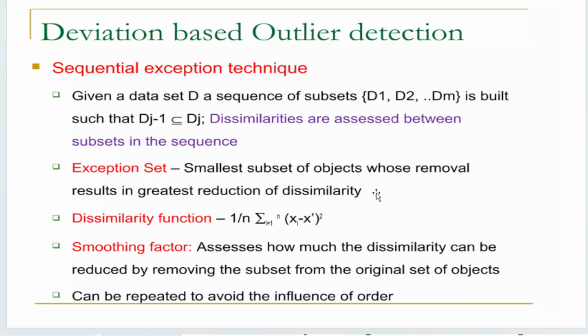And the dissimilarity function. How can we say that two objects are dissimilar to each other? That we are going to find out with the help of an empirical equation.